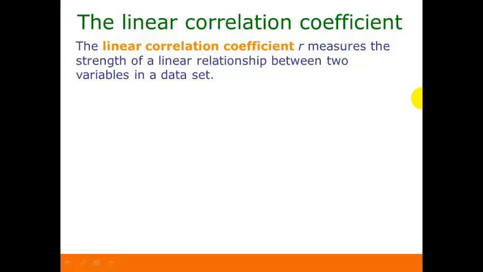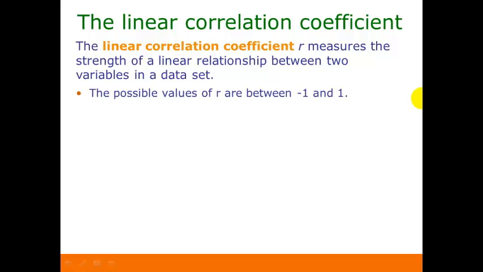Another way to determine the strength of a linear relationship is by looking at the linear correlation coefficient. The linear correlation coefficient, R, measures the strength of a linear relationship between two variables in a data set. The number R is actually calculated from the values in the data. But for right now, we're not going to look at actually calculating it. We're just going to look at the relationship between R and the scatter plot.